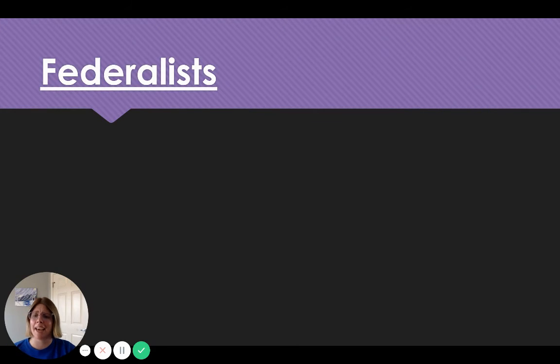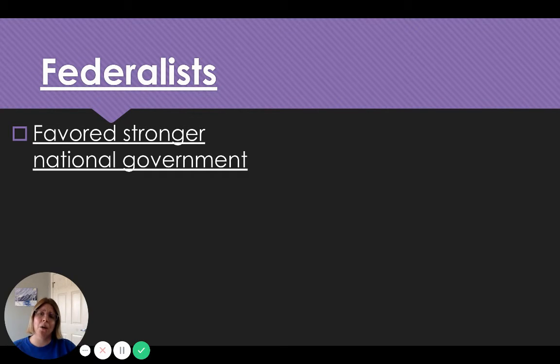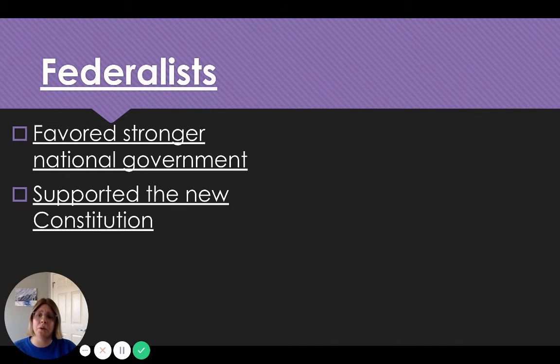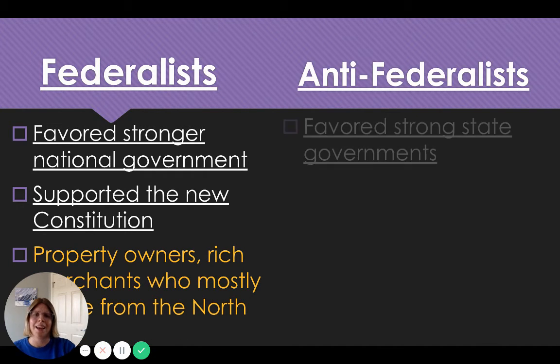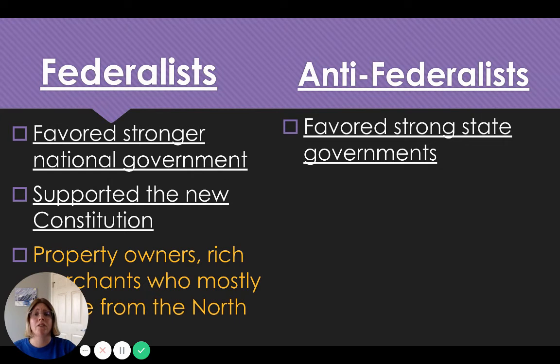So what are our key takeaways? What do we need to know about the Federalists and the Anti-Federalists? We should know that the Federalists favored a stronger national government, that they also supported the new U.S. Constitution. They were mostly wealthy landowners. They were rich merchants. They mostly came from the North. The Anti-Federalists favored strong state governments. They liked a system where the state governments were actually more powerful than the national government.